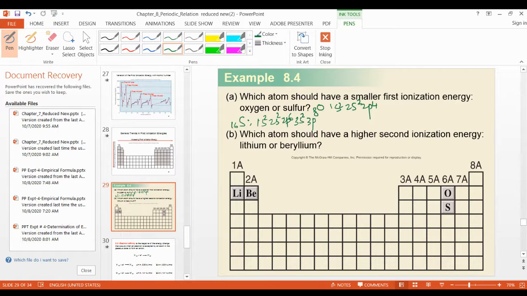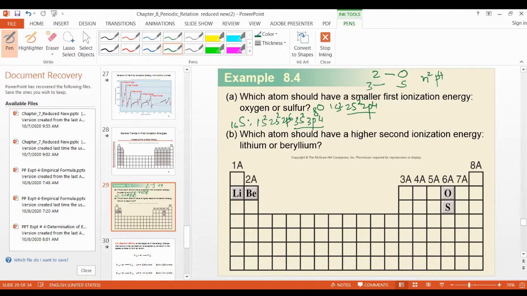3s2, 3p4. So this is 6, 10, 12, and 12, 4, right? So this is the third shell, and oxygen has only two shells. Both oxygen and sulfur are in the same group, so the characteristic configuration will be the same, s2 and p4. Only the periods are different. This is second period, and this is third period. Third shell or second shell.